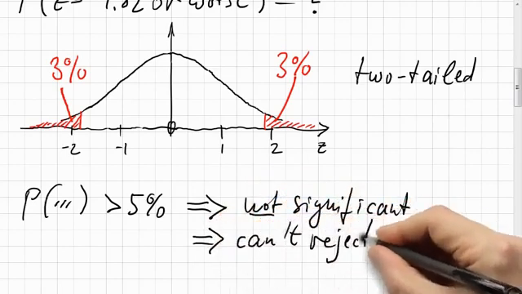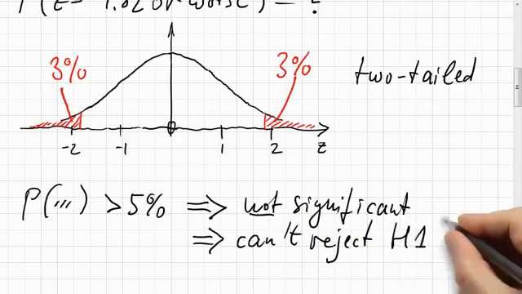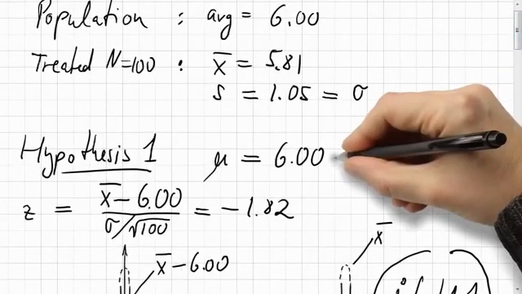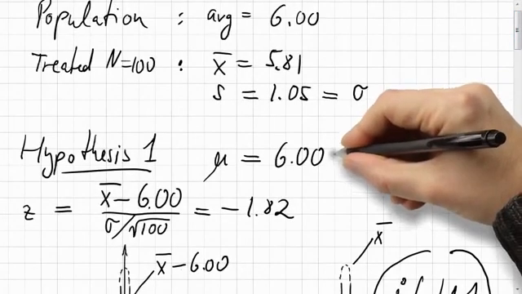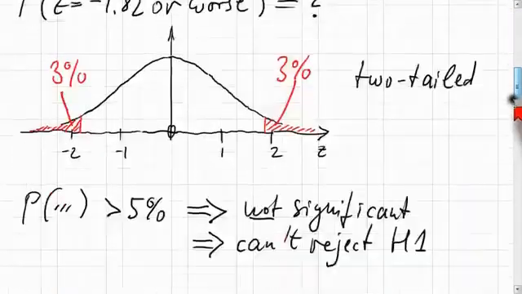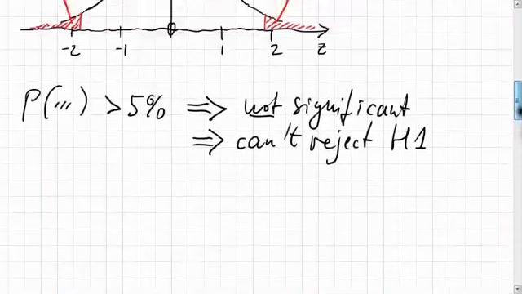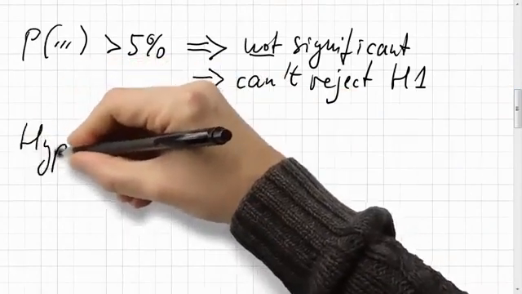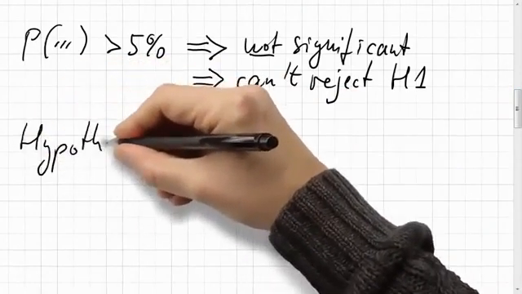So no luck here. This hypothesis 1, that after treatment the blood level stays as it was, cannot be rejected on the basis of these data. Let's try a second hypothesis. Maybe we have more luck here.